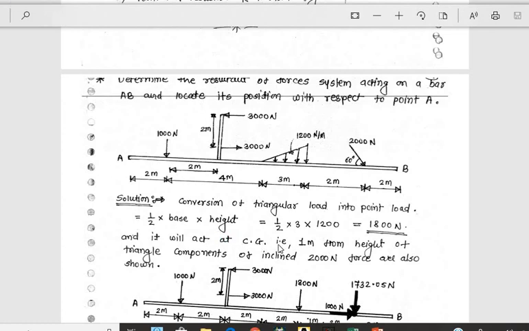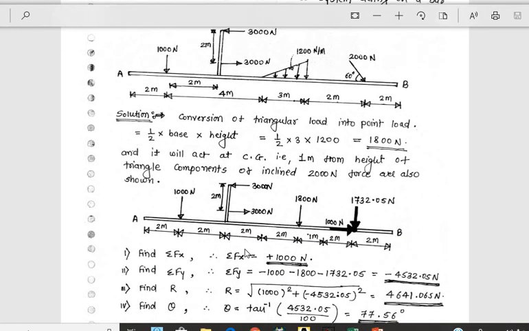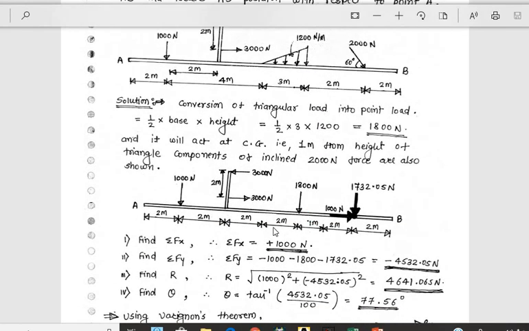And it will act at the CG, that is 1 meter from the height. After calculating the triangular load, the load is acting at the CG. Okay, CG is b by 3 from the maximum side, means 3 by 3, that is 1 meter from this side and from this side it is 2 meter. So this is shown here, this is 3 meter, acting 1. Okay, this has been replaced by the couple, 300 Newton here, 300 Newton here, separated from this triangle. So it has been replaced by a couple.